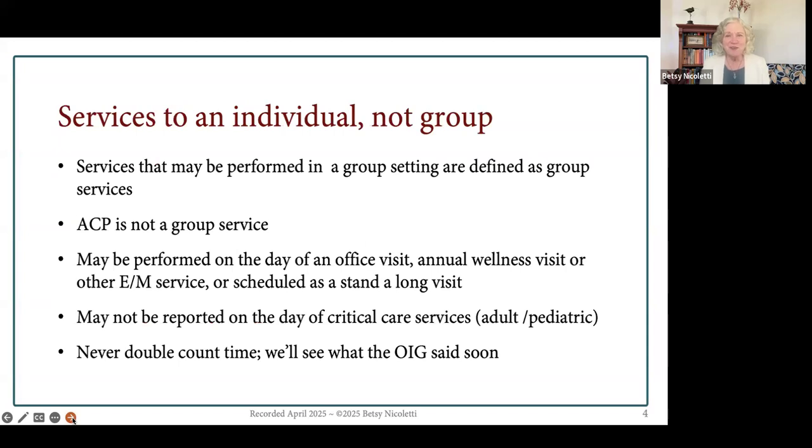These are services to an individual, not in a group. And you say, where does it say you can't do it in a group? The code is not defined as a group service. And when there are group services in the CPT book, they're labeled as group.